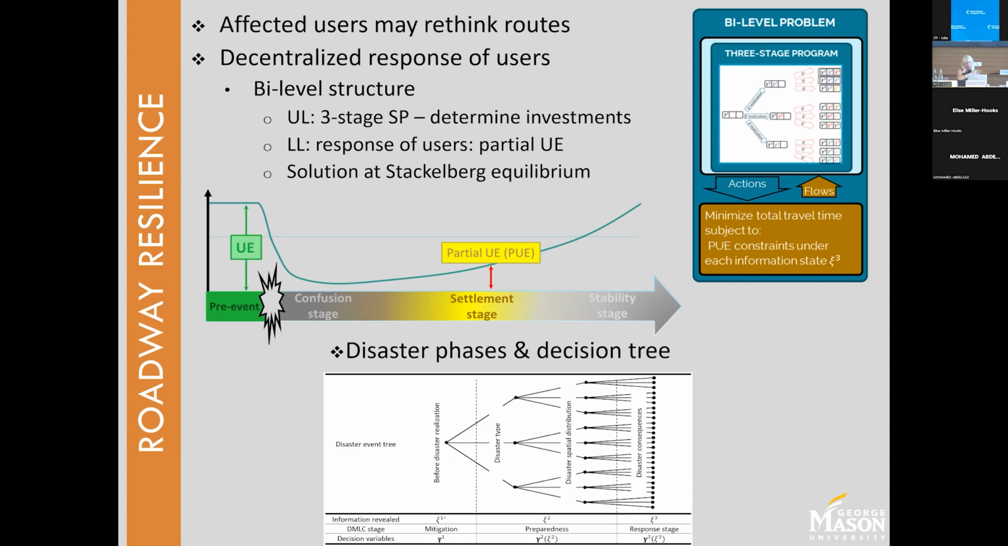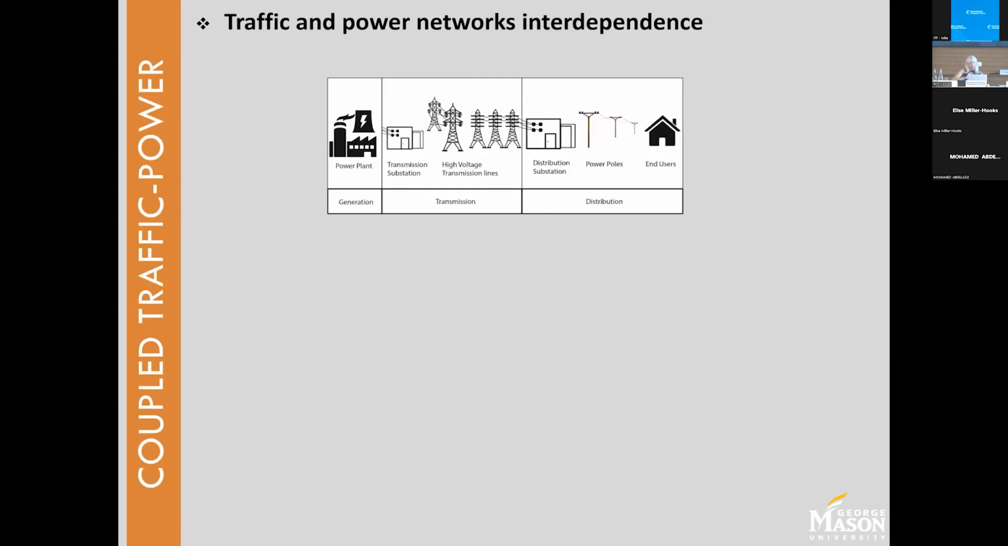Here I'm also showing you that we have the whole disaster phases incorporated into the upper level. We looked at interdependence between systems. At the time we were looking at this, we didn't have models out there with transportation being interdependent with anything. So this was the first time we were trying this. There was no literature on this. So we just picked a roadway with traffic lights and tried to look at the integration of these two things.